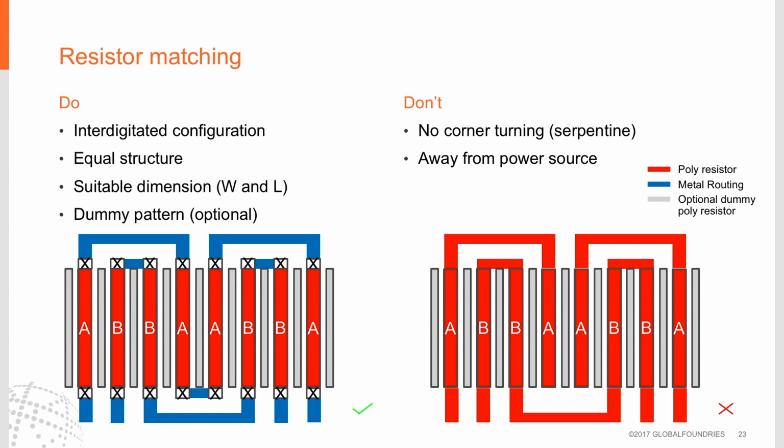Regarding resistor matching, the example on the left is the technique that you should follow. You should have an interdigitated configuration with an equal structure with suitable dimensions of W and L. Dummy patterns are optional but would make for better matching. You can see the case on the left. We've connected the resistors using metal and interdigitated AB, BA, AB, BA. The case on the right is what to avoid doing. You should not have serpentine resistors. You should keep the devices away from power sources.